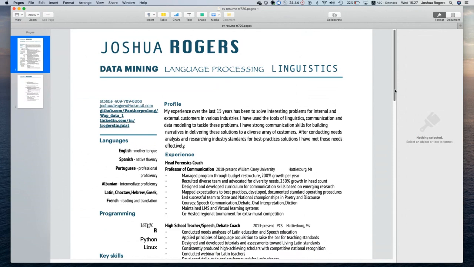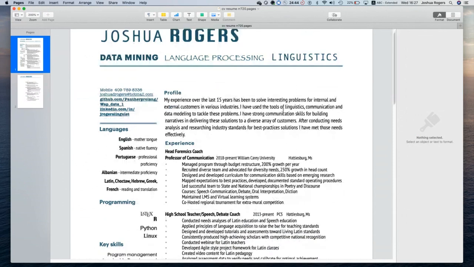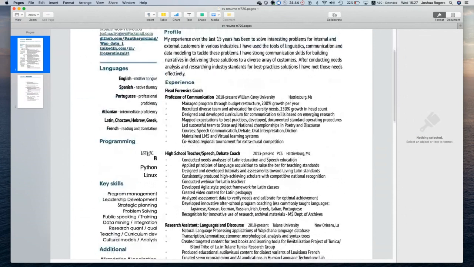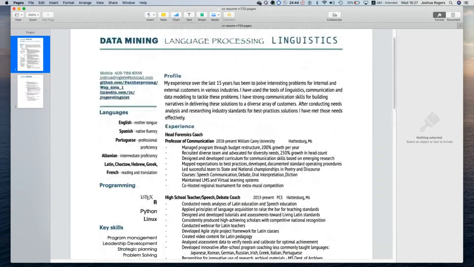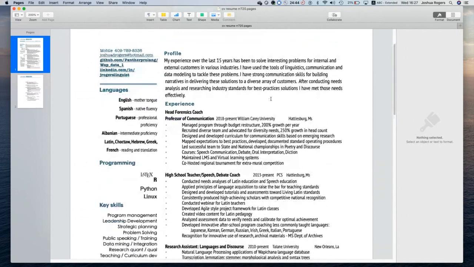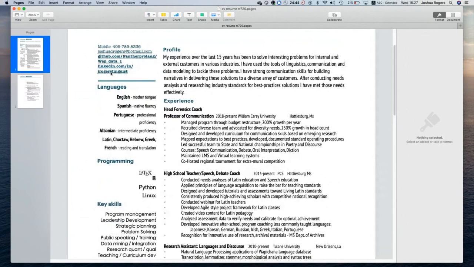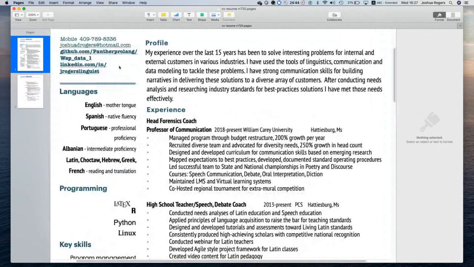All right, so this was my resume: data mining, language processing, and linguistics. I have experience over the last 15 years solving interesting problems for internal and external customers. So basically, just like Omar, I have my synopsis, my overview, at the very top. Then contact information, email, phone, and for my particular field, GitHub, which is where most computer software developers meet. It's on a website called GitHub.